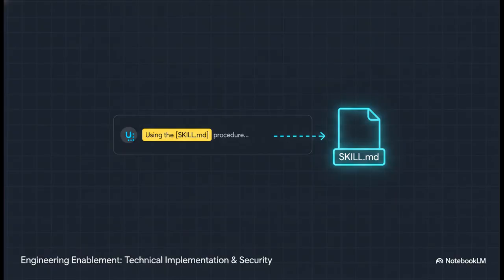Now pay close attention to skill.md files, because they behave differently. Unlike repository instructions or path-scoped files that just load up automatically, skills are essentially multi-step operational checklists, and they must be explicitly invoked. You literally have to type into the chat using the skill name procedure, or attach the file directly to your prompt just to activate those specific steps.